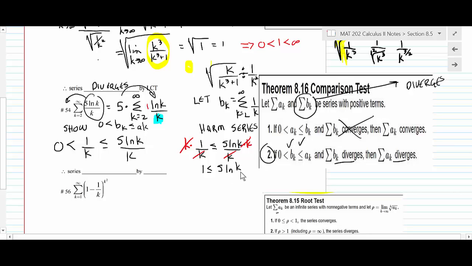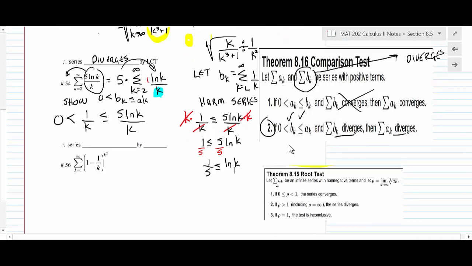Okay? Well, ln has different values on this. Now, one thing on an ln is sometimes it's bigger than 1, sometimes it's between 0 and 1. So what I'm going to do on this one is solve this kind of like it's an equation. If I divide by 5, I would have 1/5 less than or equal to ln of k. And you would find that that's sometimes true. It's not always true.